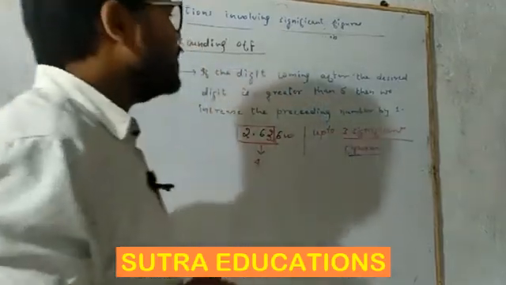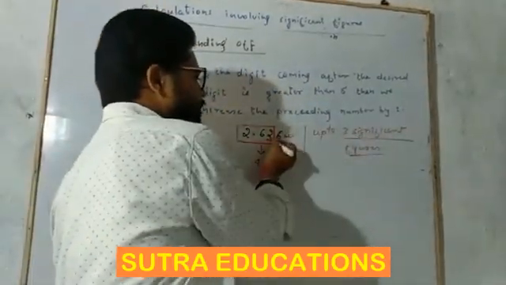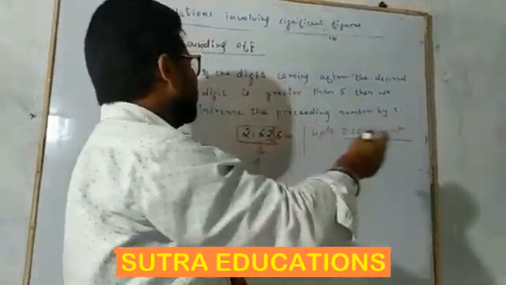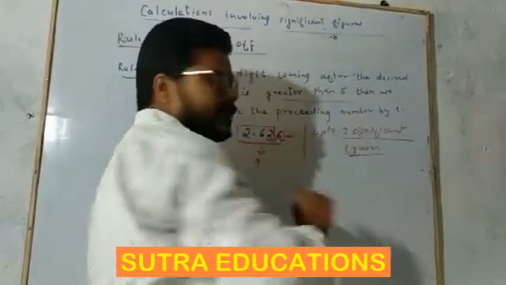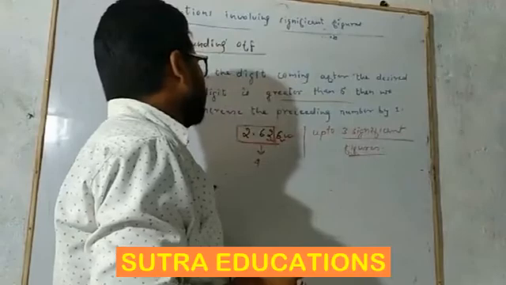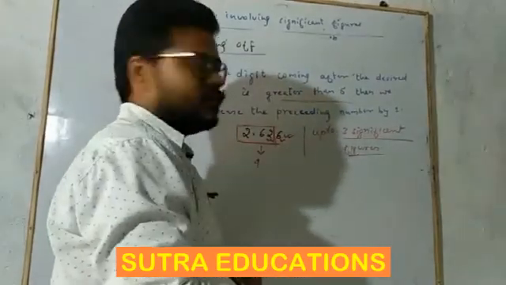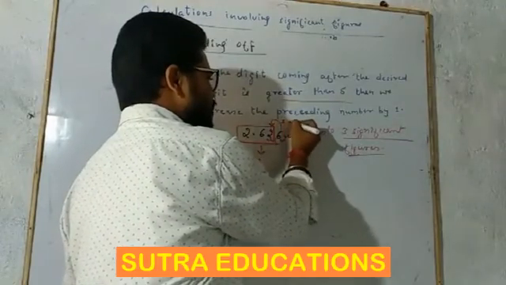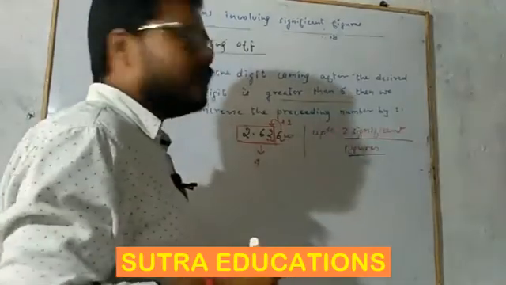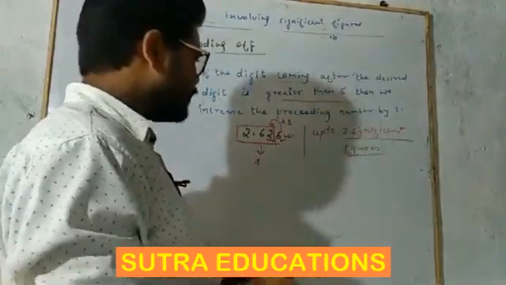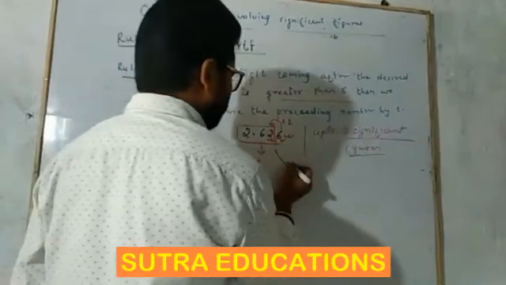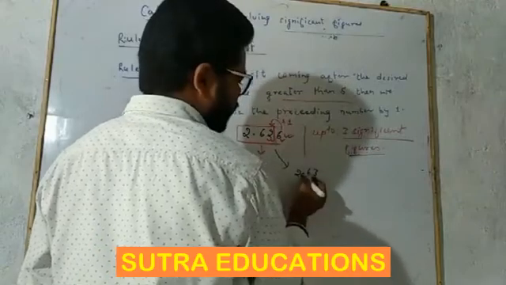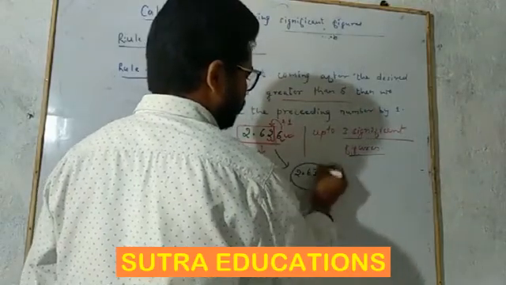If the digit coming after the desired digit is greater than 5, our desired digit is 2, and the digit after it is 6, which is greater than 5, then we increase the preceding number by 1. The preceding number is 2 and we have to increase this by 1, means we add 1 here. So this will be equal to 2.6 and 2 plus 1, 3. Now count the significant figures: 1, 2, 3. It is our answer.